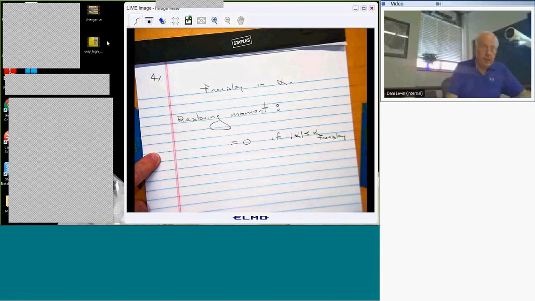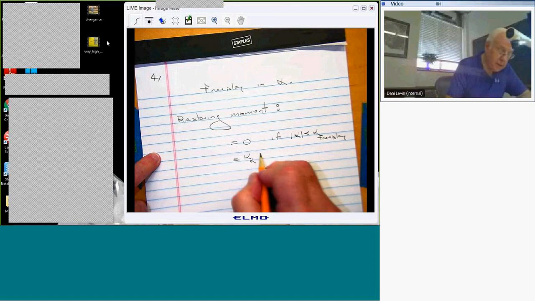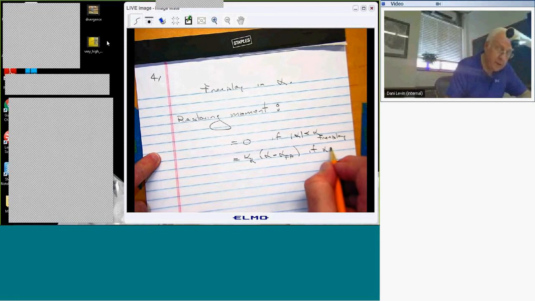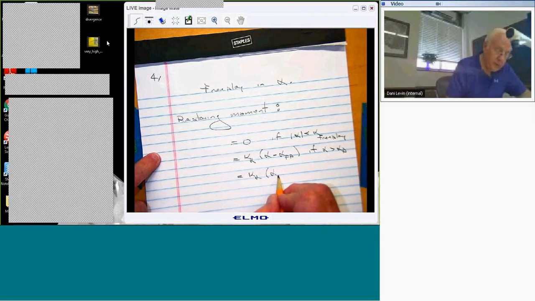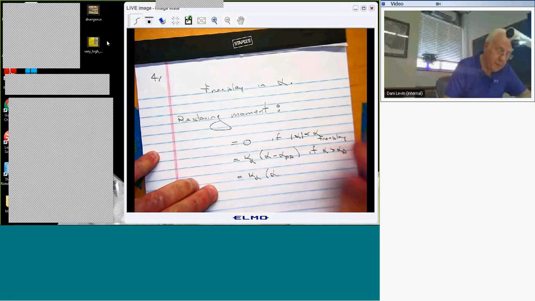It's equal to K times alpha minus alpha free play, if alpha is greater than alpha free play. Okay? And it's equal to K times alpha plus alpha free play, if alpha is less than minus alpha free play.